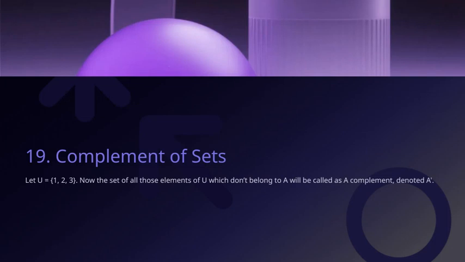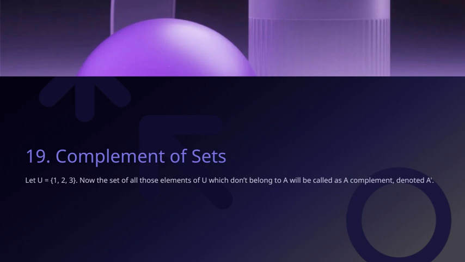Let's consider a simple example to understand the concept of a complement of a set. Suppose we have the set U equals {1, 2, 3}. Now, imagine we have some subset A within this universe. The key idea here is to look at all the elements in U that are not in A. These elements form what we call the complement of A, which we denote as A′. It's important to note that the complement depends on the universe we're considering. In this case, our set is U, so A′ includes everything in U that doesn't belong to A.